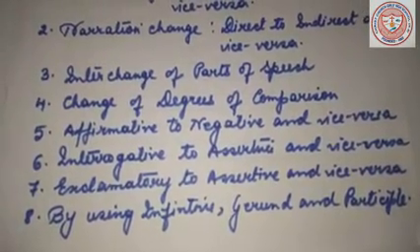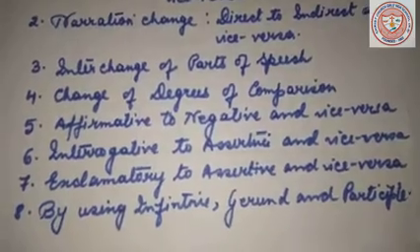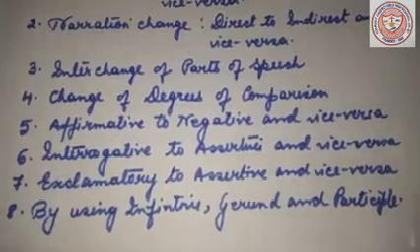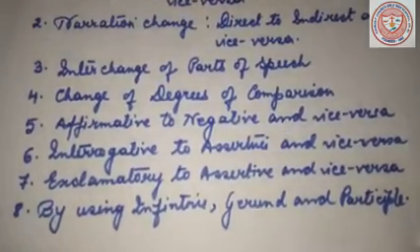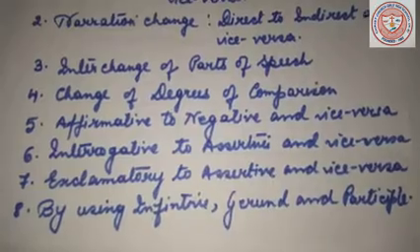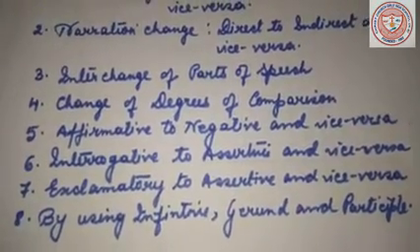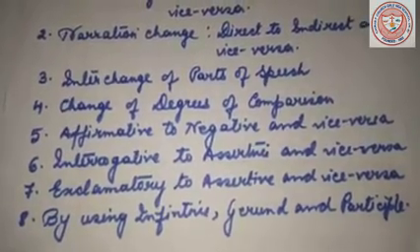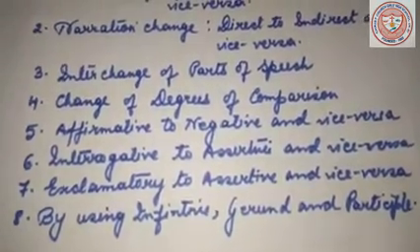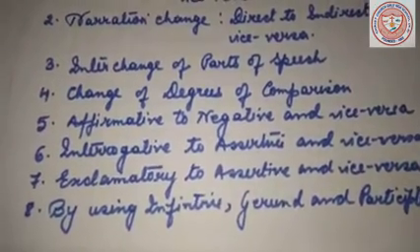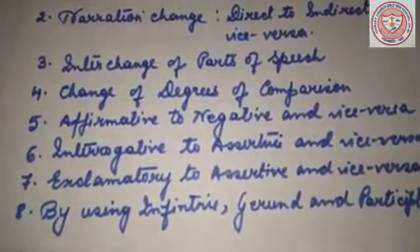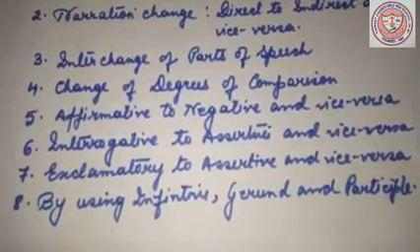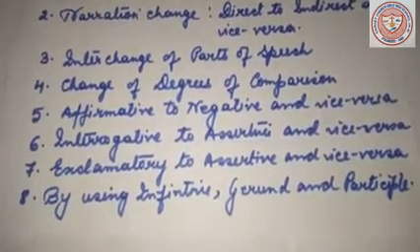Then comes a very important thing, that is interchange of parts of speech. As you know girls, that parts of speech are the very basis of the language. We know it, isn't it? Parts of speech means nouns, pronouns, verbs, adverbs, adjectives, and so on. So, the parts of speeches can also be interchanged in the sentences. Number four is change of degrees of comparison. What are the degrees of comparison we know in English language? Positive degree, comparative degree, and superlative degree. Okay? We will deal with that later on in detail.